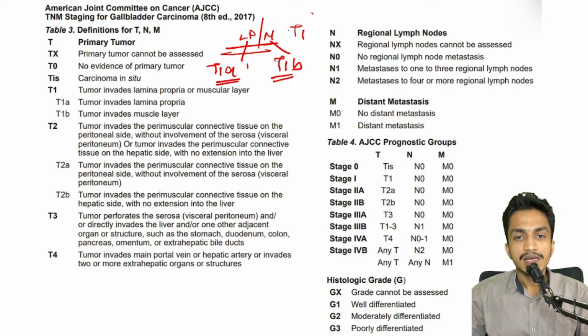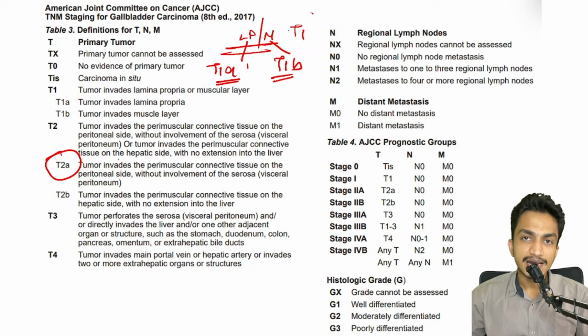Now if it invades beyond the perimuscular connective tissue and it spreads on the peritoneal side, but serosa is not involved, then it is T2a. But if it goes into the hepatic side without involvement of the serosa, then it is T2b.